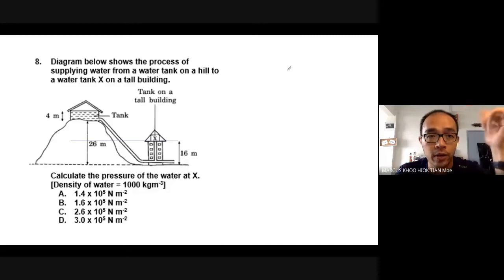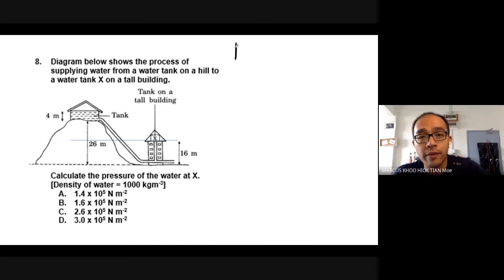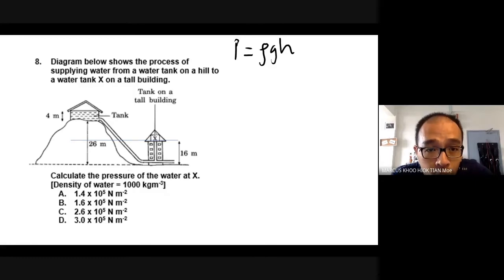All right, question 8. This is a calculation question. In the diagram below, we have only one formula, which is P equals rho g h. For the water tank, calculate the pressure of the water at X. X is over here, guys. So the problem is not the density or the gravity. The problem is what is the H that you're supposed to use. Try to calculate this first.